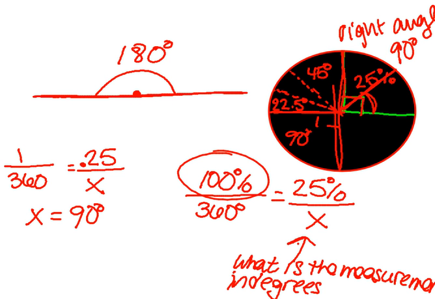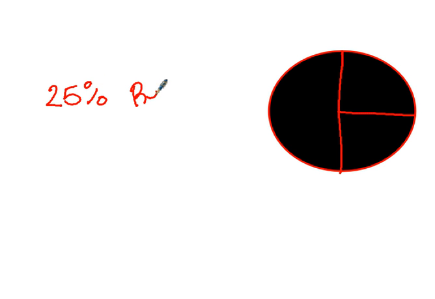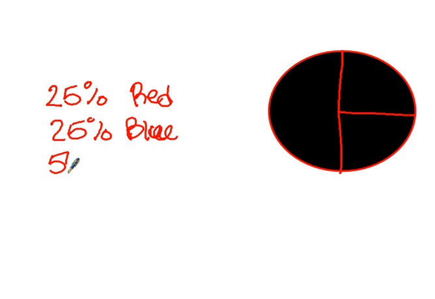So a pie chart, all it is, is showing proportions of a whole. Okay. So we wanted to show that 25% of the people like the color red the most, 25% like the color blue the most, and 50% like the color black the most. This would be our chart.